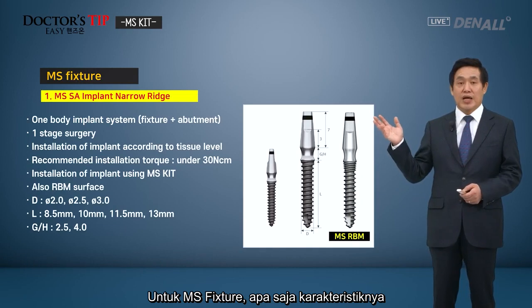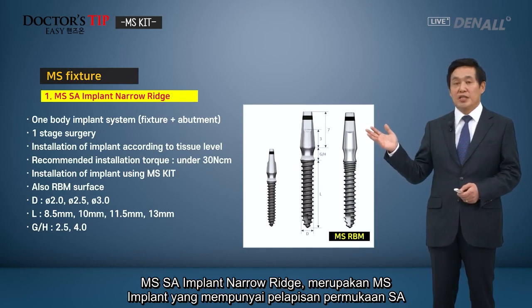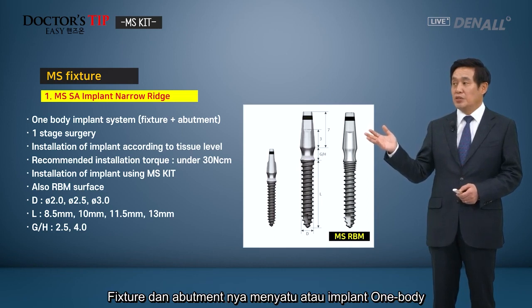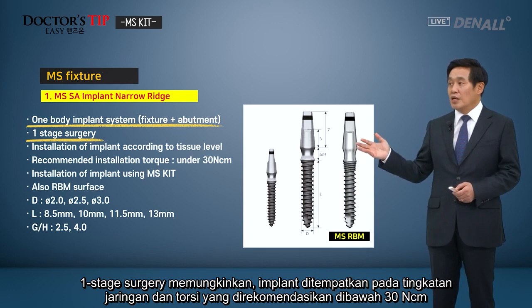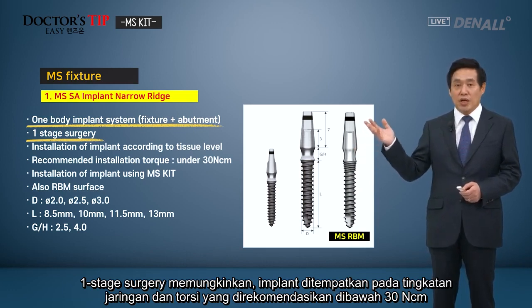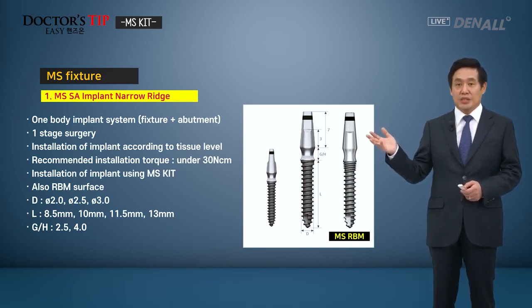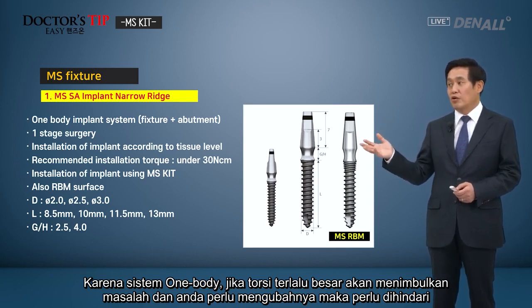And for the MS fixture, what are the characteristics of the MS implant fixture? The narrow implant has an SA surface, like TSA, and fixture and abutment are connected as one body. It's a one-body implant system. So once-surgery is possible, and you put it in at the tissue level, and the recommended torque is about 30 Newton. Because it's a one-body system, because of the temporary prosthesis, if you apply too much torque, it could become a problem. So you have to be cautious not to do that.